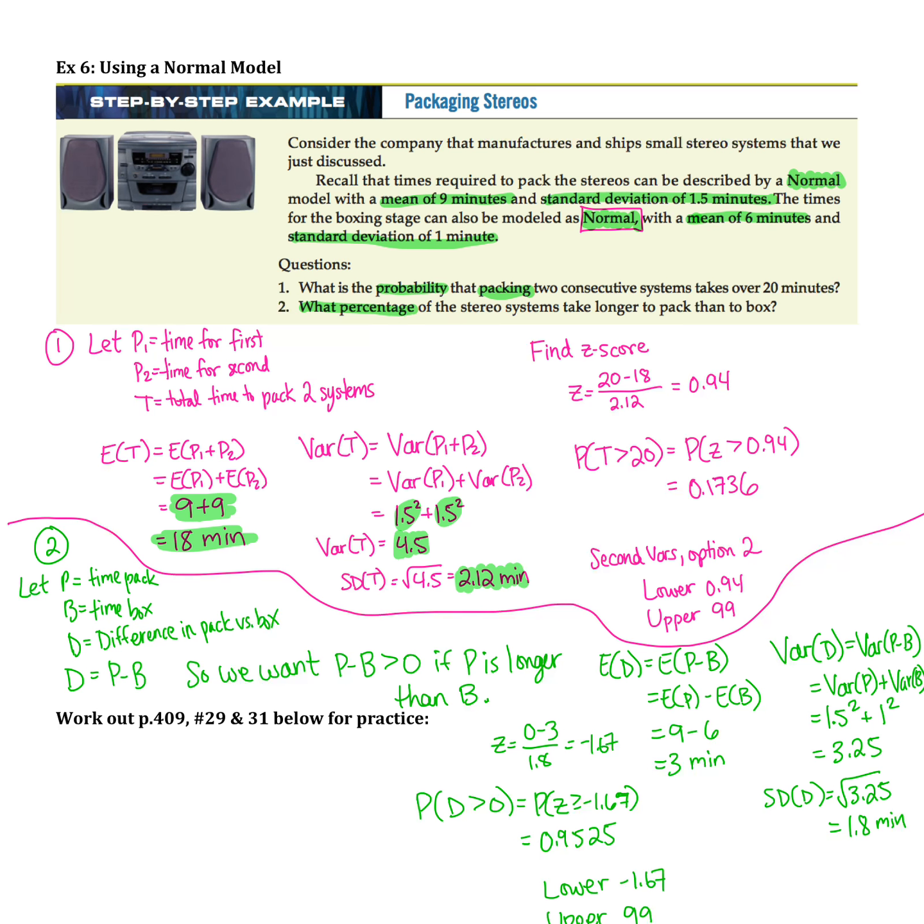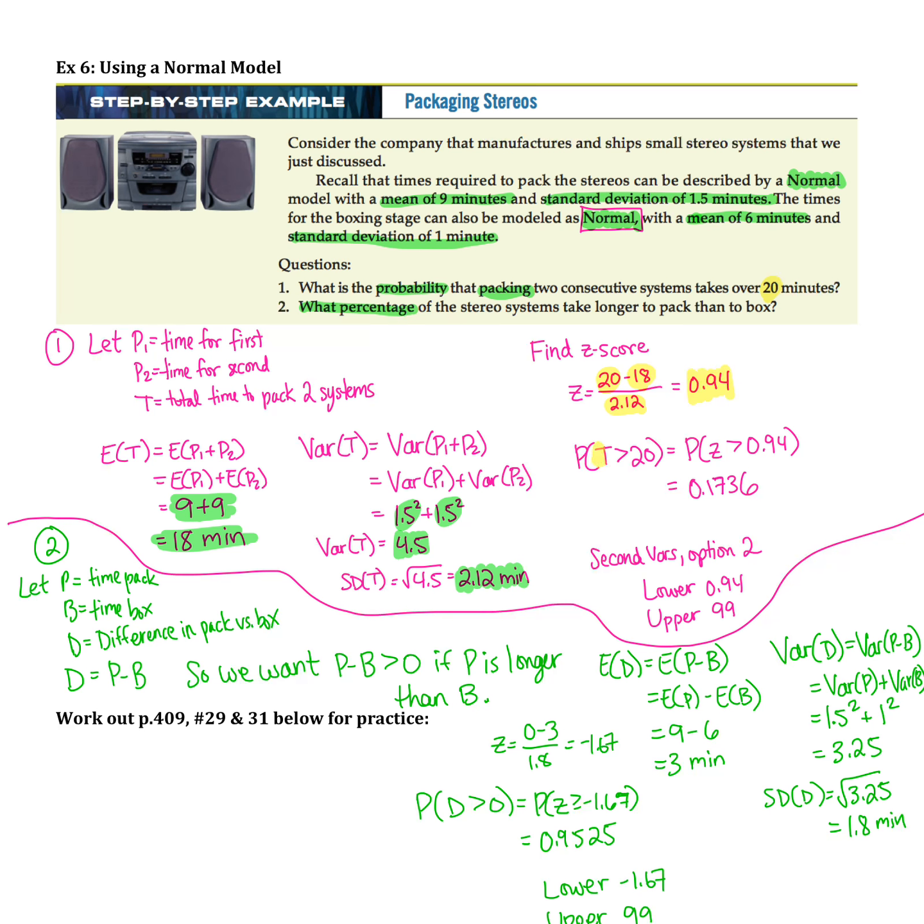Okay? Now remember, the original question is asking for the probability that it takes over 20 minutes. So my key number here is 20. So I place my 20 here, minus my mean, which was 18, divided by my standard deviation, which was 2.12. So keep in mind here, you had to find the average, you had to find the standard deviation, and then you have to substitute in the value that they give you. This gives us a z-score of 0.94.